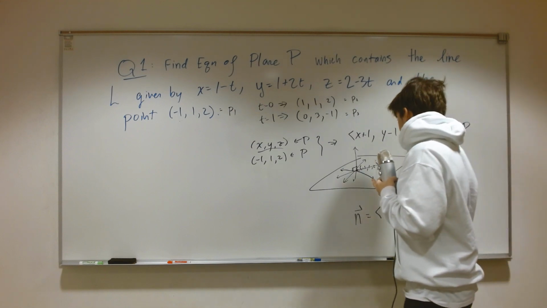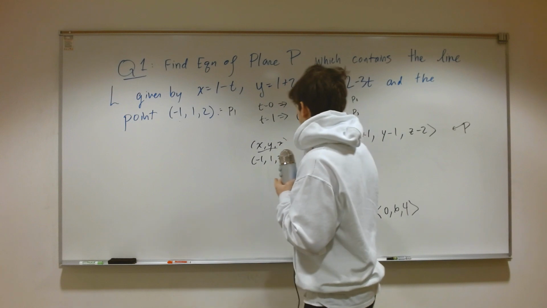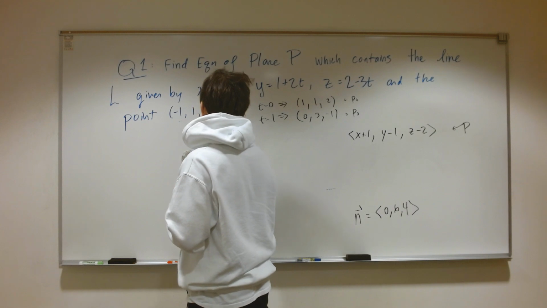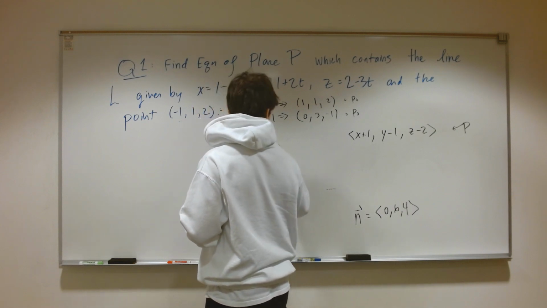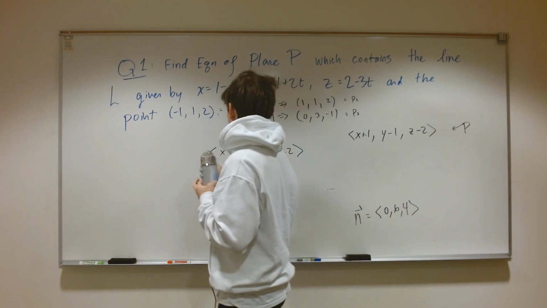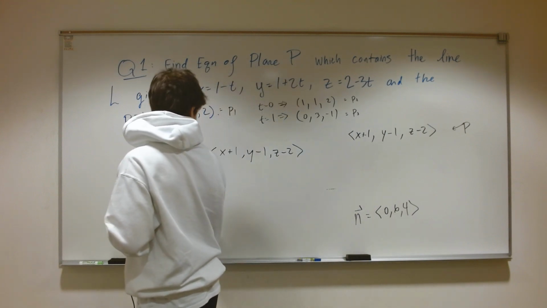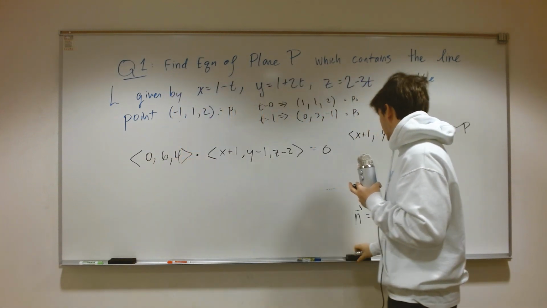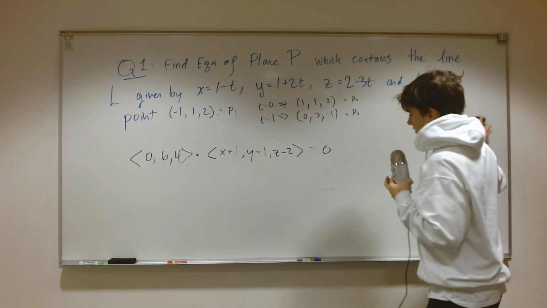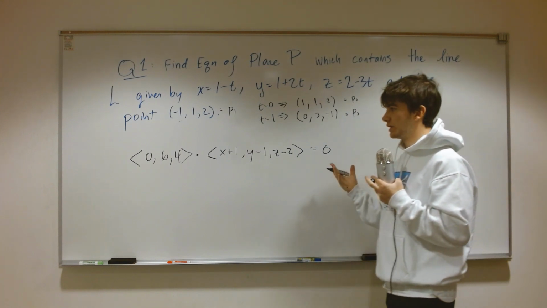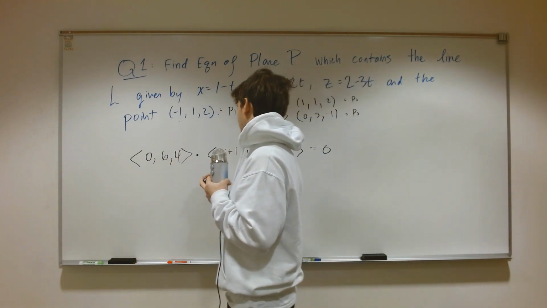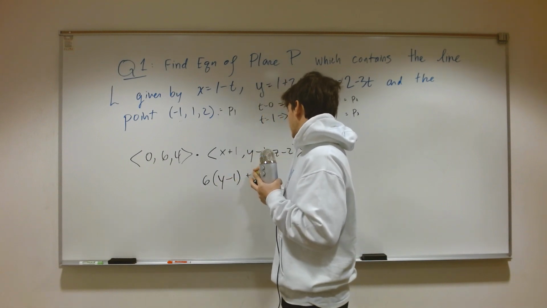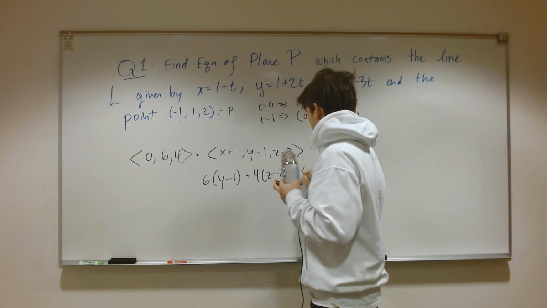All right, so let's do that. So final step, just going to set x plus 1, y minus 1, z minus 2, and I'm going to dot product it with 0, 6, 4, okay? And I'm going to set this equal to 0. So that's it. That's the equation of our plane. And then if we were doing this on the actual test, we might want to write it out. And so I'm going to have 6 times y minus 1 plus 4 times z minus 2 is equal to 0.